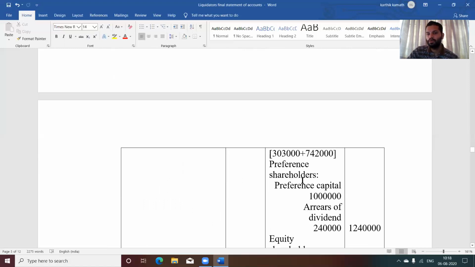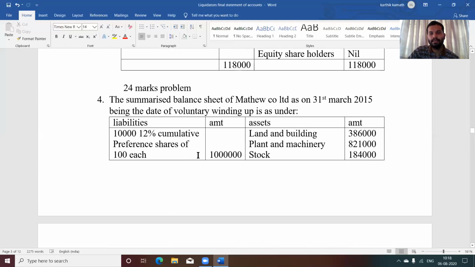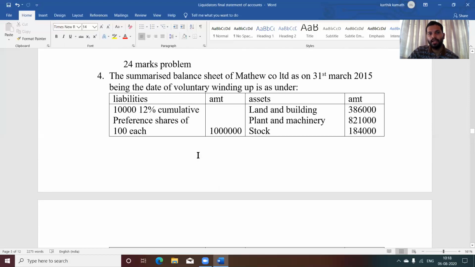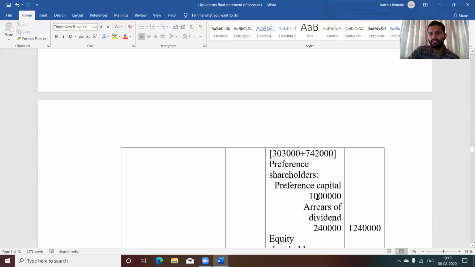Then what about the preference shareholder? There are arrears of dividend for 2 years. The preference share capital given in the problem is 10 lakh, and it is 12% cumulative preference shares. So what happens here? First, the preference share capital is returned to the preference shareholder, that is directly 10 lakh. After that, arrears of dividend are paid. How to pay the arrears of dividend? 10 lakh into 12%, because the class of preference share is 12%, into 2 years. 2 years' dividend is not paid. So you will get the amount, that is 2,40,000. Total amount given to the preference shareholder along with the arrears of dividend is 12,40,000.